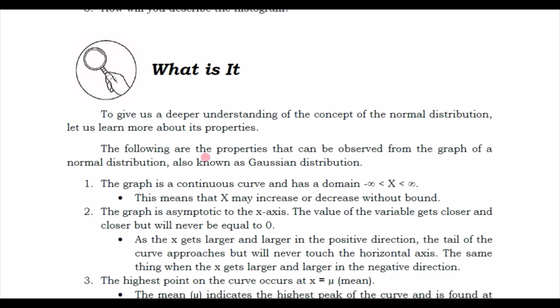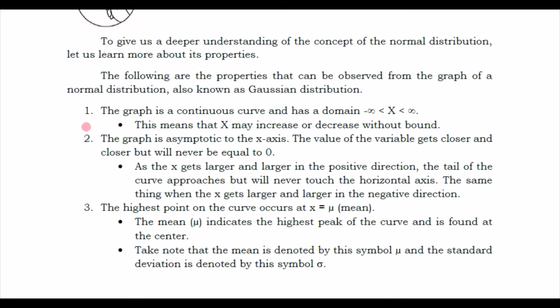The following are the properties that can be observed from the graph of a normal distribution, also known as the Gaussian distribution. So there are actually many terms we can use for this distribution or the continuous probability distribution. We may use the normal distribution or the Gaussian distribution. First property: the graph is a continuous curve and has a domain of negative infinity to positive infinity.